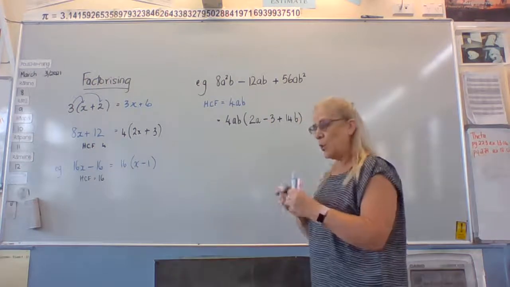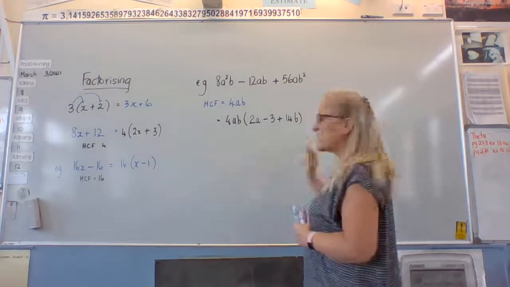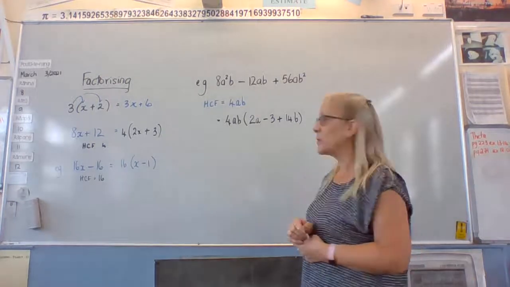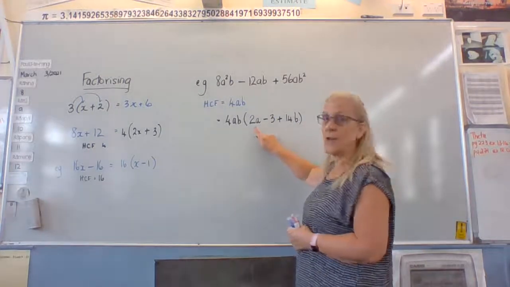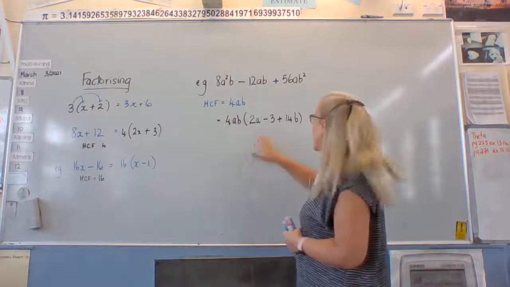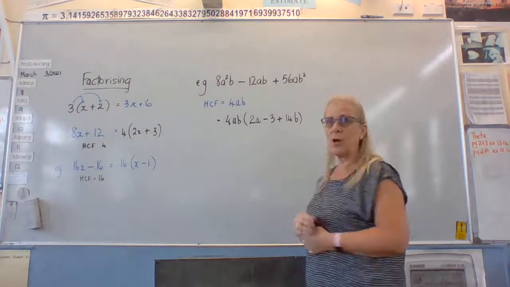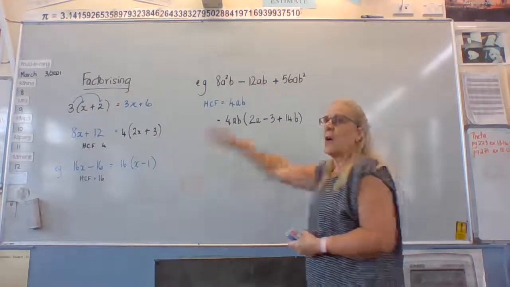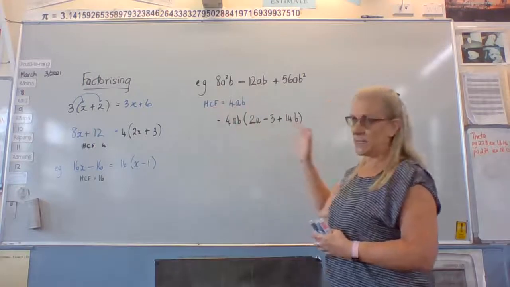When you get to that point, you should double check that you've taken as much as you possibly could. So yes, there is no number that divides into 2 and 3 and 14. And there is only an A and a B and a 1, so there are no more letters that I can remove from this. Right, so that's all of year 10 and 11 done.